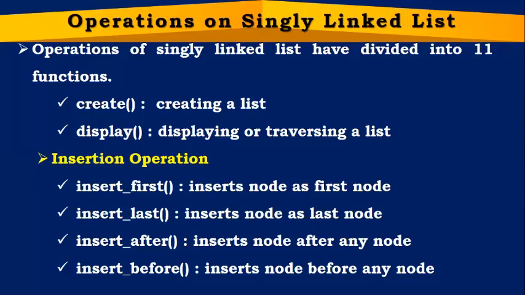If the node does not exist, especially in case of insert_after and insert_before, the insertion is going to be somewhat different, in such a way that we need to enter the node value after which you want to insert, or before which you want to insert. Suppose you entered some node value, and that node value is not there in the list. In that case, it is going to display a message that no node exists with that value.